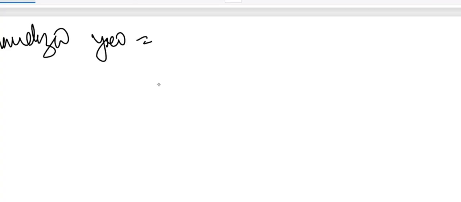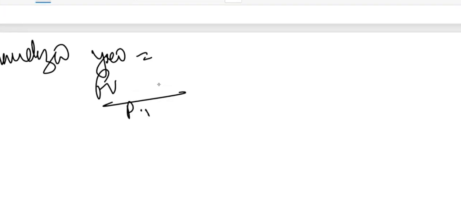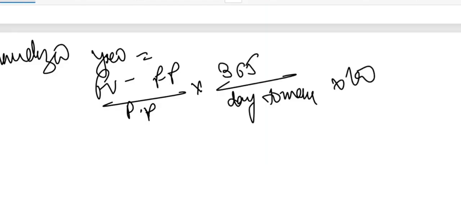Annualized yield of a bond. What is the formula? Face value minus purchase price, upon purchase price, multiplied by 100. Sorry, wait a minute, it's face value minus purchase price, not purchase value. And since we are computing the yield, we multiply by 365 upon days to maturity, multiplied by 100. So this is how we go about computing the annualized yield: face value minus purchase price upon purchase price, into 365 upon days to maturity, into 100.